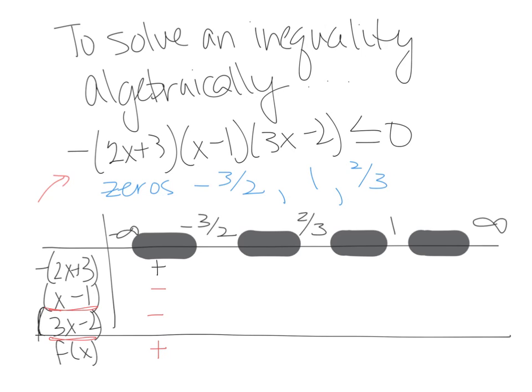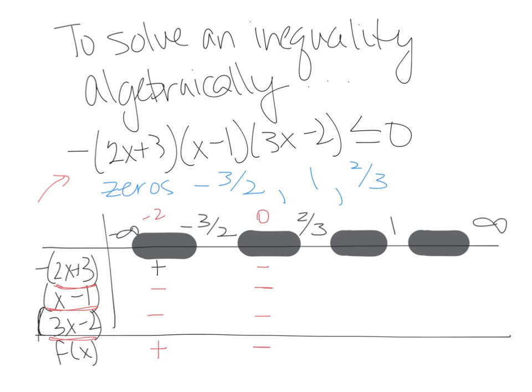Between -3/2 and 2/3, I'm going to try 0 in there. So here I tried -2, and here I'm going to try 0 in all of my factors. Looking at 2 times 0 plus 3, that's positive, but the negative out front makes it negative. 0 minus 1 is negative, and 3 times 0 minus 2 is negative. So 3 negatives will make this interval negative.